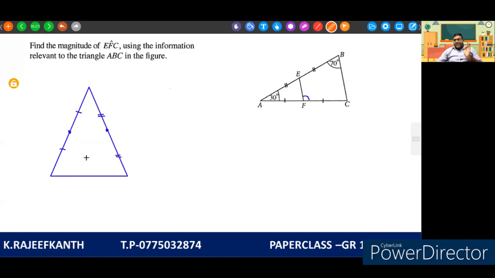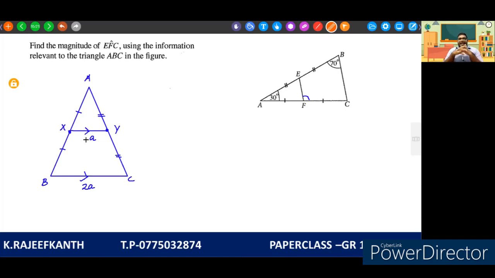If we join the midpoints of two sides, then that line will be parallel to the third side. And also, the length of this joining line will be equal to half of the third side. If it is 2A, this will be A. Here I name the triangle also, then you can easily understand: ABC, XY.